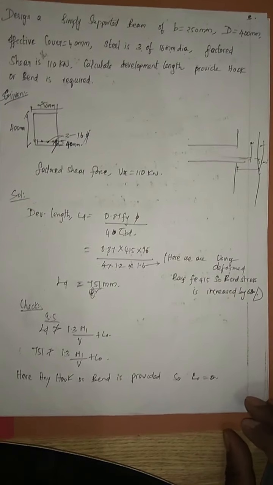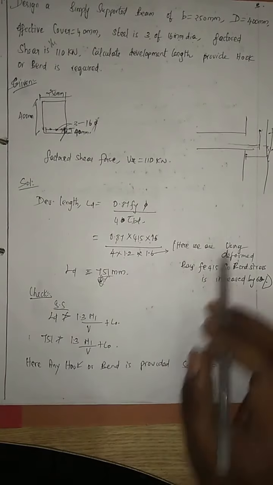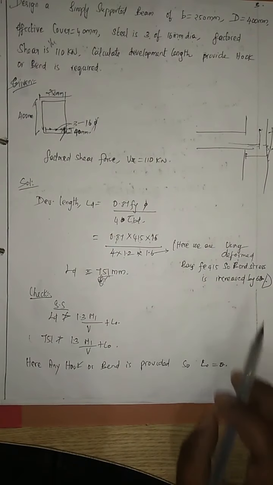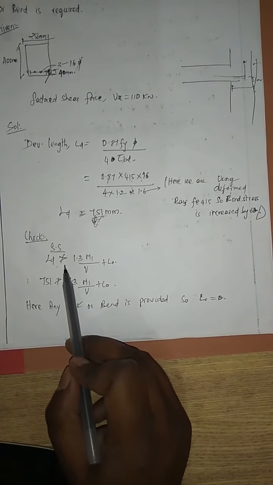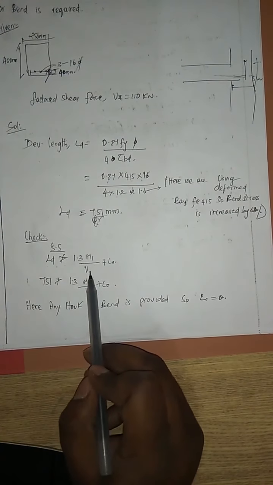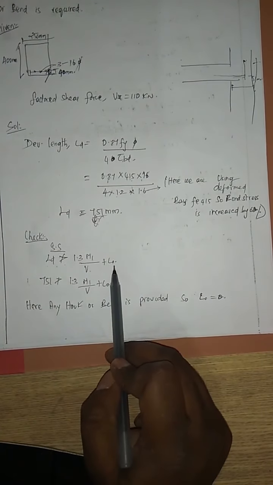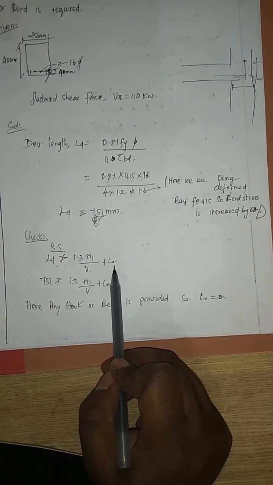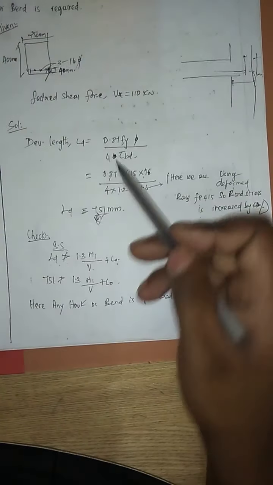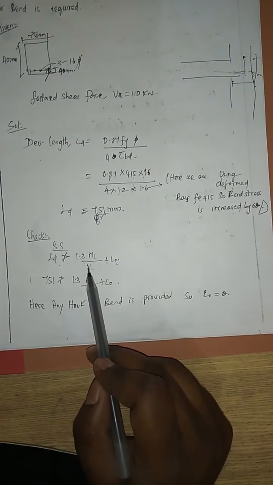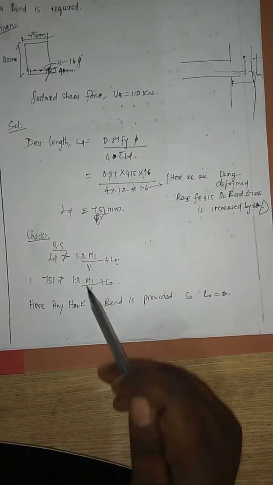Next we have to check for a simply supported beam whether this development length is okay or not. For that you simply say Ld is not greater than 1.3 M1 by V plus L0. That is the check formula. Remember, for the check you always take this formula, not the previous formula. This formula will give you a good check value.